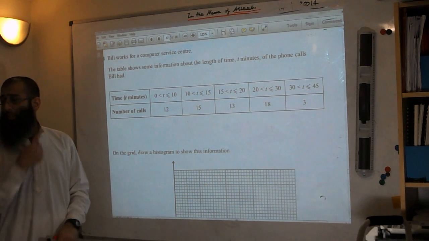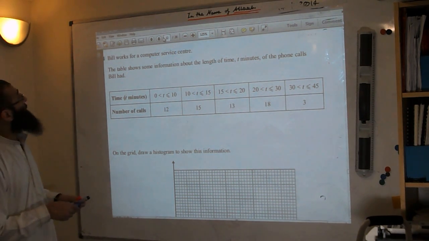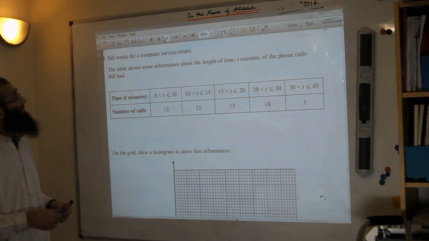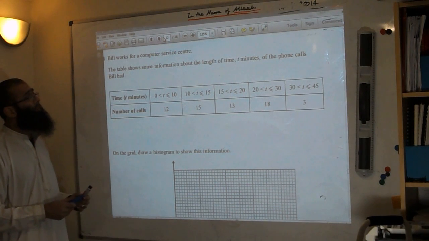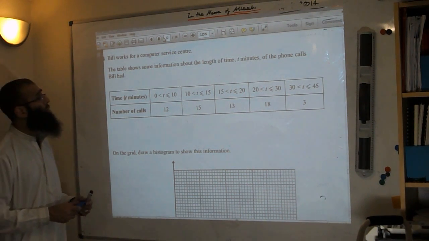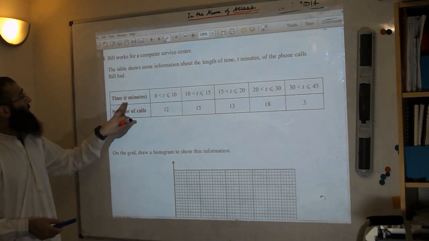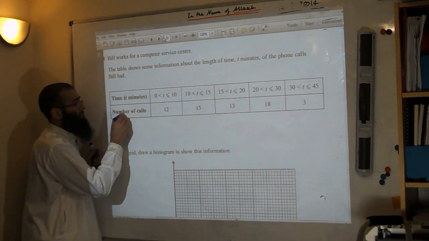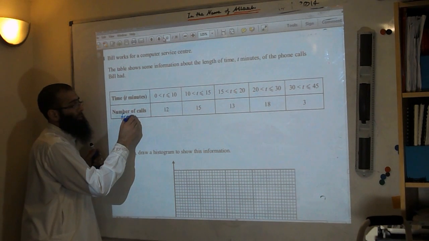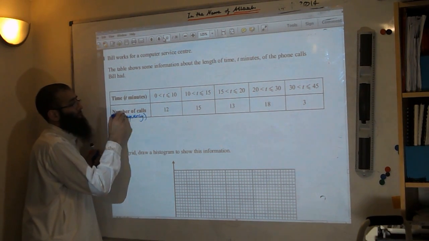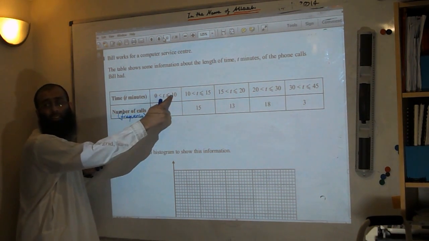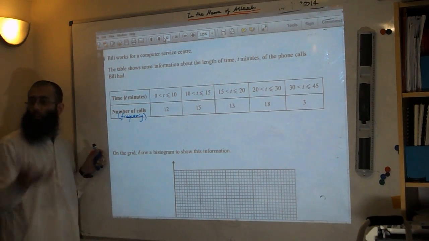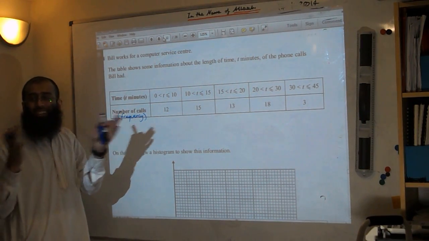Okay, what question is this? I can't see now. 24. Bill works for a computer service center. The table shows some information about the length of time, T minutes, of the phone calls. So we have time and the number of calls. Another word for the number of calls is frequency. And this one is our class. Not like the class that we sit in, but the class is the size of the data.